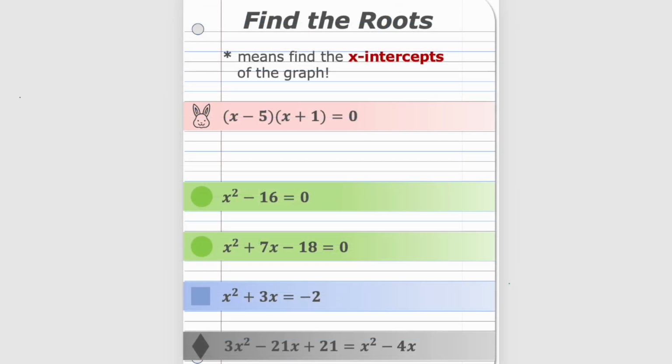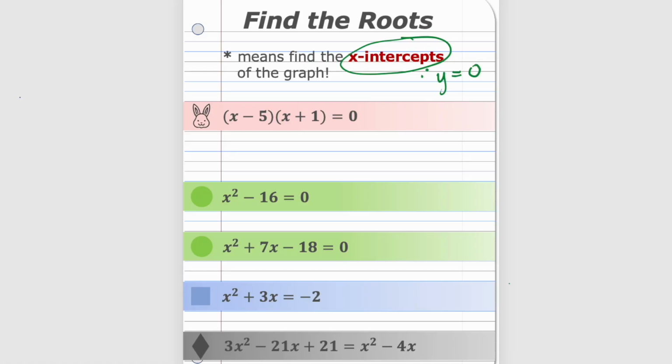We learned how to find the roots, but you may be wondering, why are we doing this? We're doing it because it's a good way to find the x-intercepts. What we're doing when we're finding the roots of a quadratic equation is we're finding the x-intercepts of the graph. And I want to show you what I mean by that. Remember what finding x-intercepts means? It means that the y value is 0.